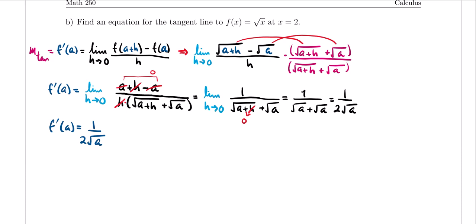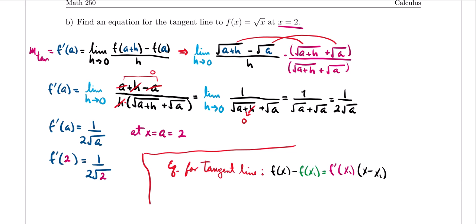Okay, now this particular problem is asking us to find the slope of the tangent line at x equals 2. So at x, which is the same thing as a equals 2, let's see what will be our derivative. Well, f prime evaluated at 2 is equal to 1 over 2 times the square root of 2. Okay, so now that we got the slope of the tangent line, what is the actual equation for the line? Alright, so let's go ahead and see.